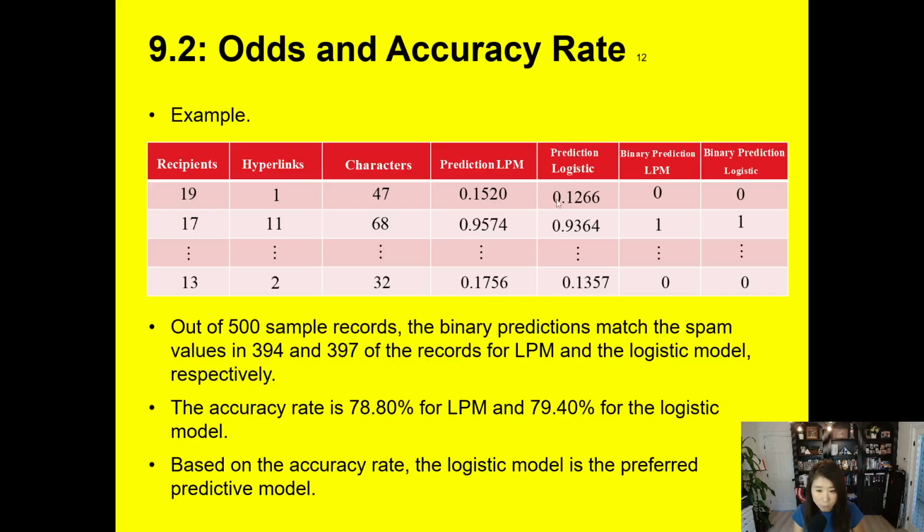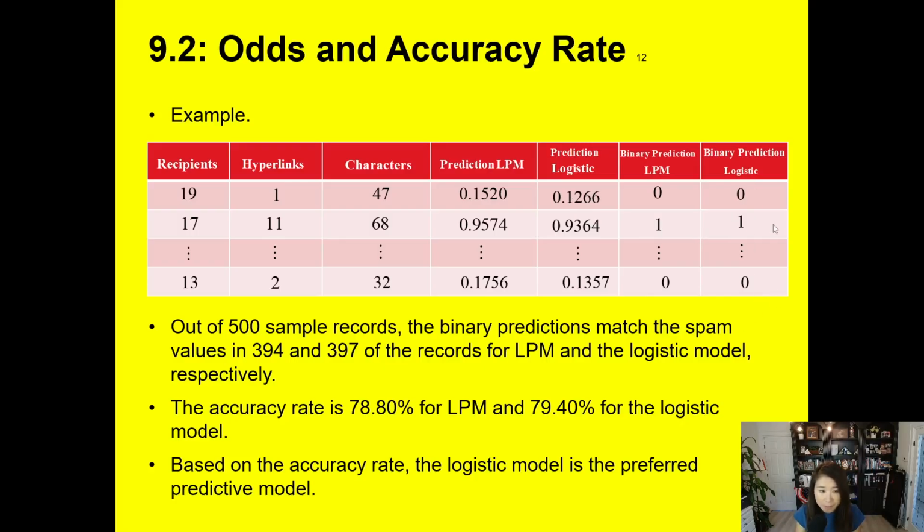As you can see here, when we are using the logistic regression model to predict this email, the probability of that email being spam is 0.1266. Therefore, it's less than 0.5, so it will be considered as 0. It will not be considered as spam. And for the next email, with 17 recipients, 11 hyperlinks, 68 characters, since this probability is larger than 0.5, we will classify that as spam. So it's 1. As you can see, the above 3 examples are 1, 1, 1.